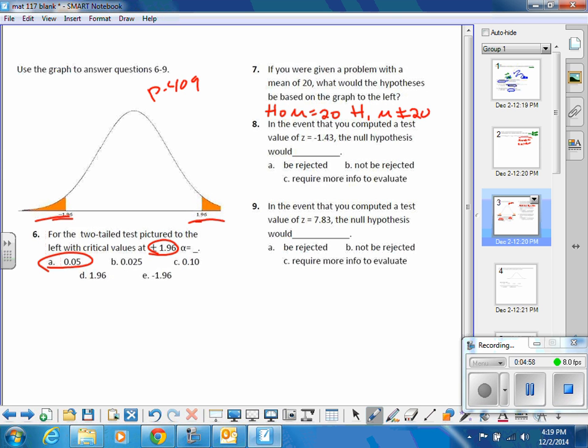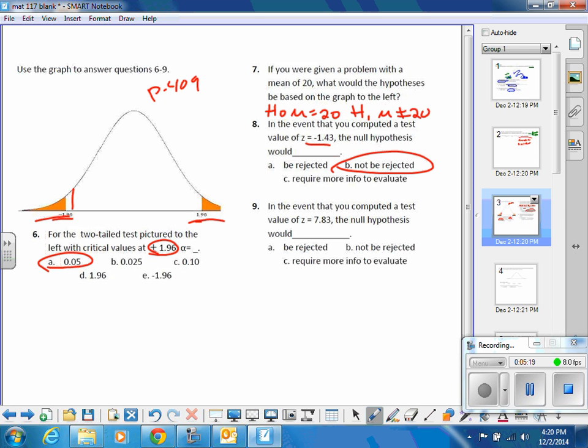Next one says, in the event that you computed a test value of negative 1.43, the null hypothesis would be what? Well, here's negative 1.96, and negative 1.43 is somewhere here. Not in the danger zone. So we don't reject it, okay? It's not in the danger zone.